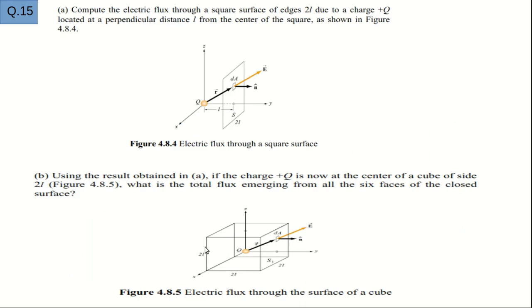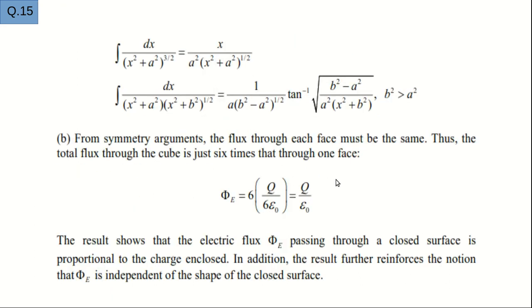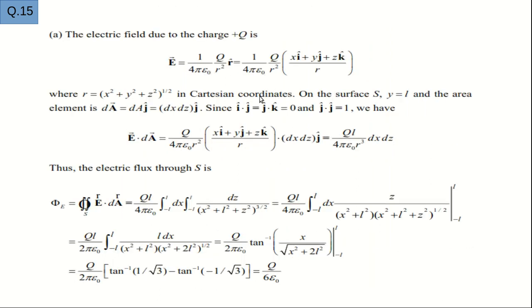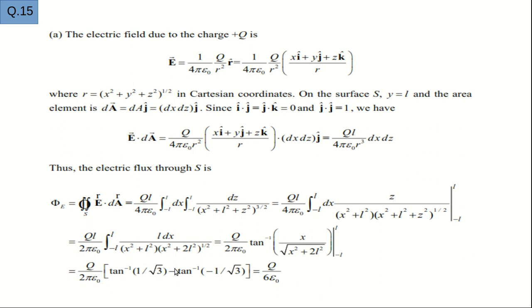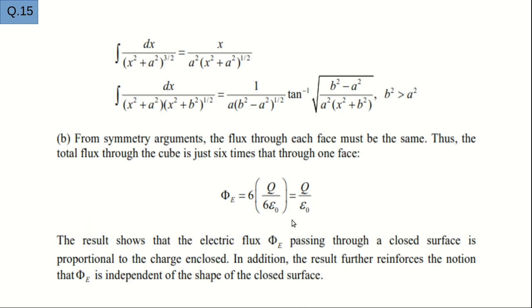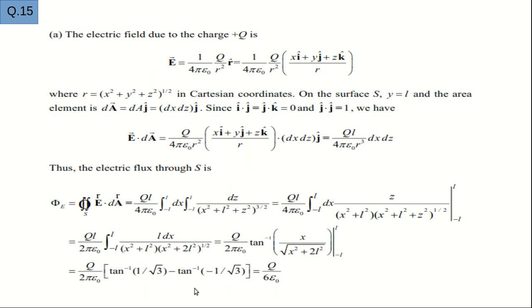Now if you consider the total cube, the flux will be 6 into q by 6 epsilon naught, which is q by epsilon naught. This is the analytical integration needed here. You can use these values according to your variables and perform this integration, and you will get q by 6 epsilon naught as the flux from one single surface. Now if you multiply it by 6, this will be the total flux to the cube. So this is how you can do the analytical integration and calculate the fluxes.